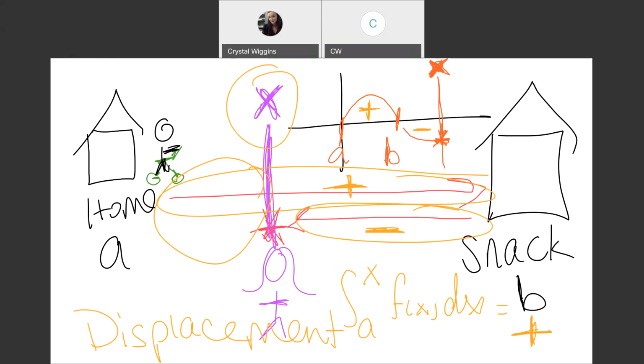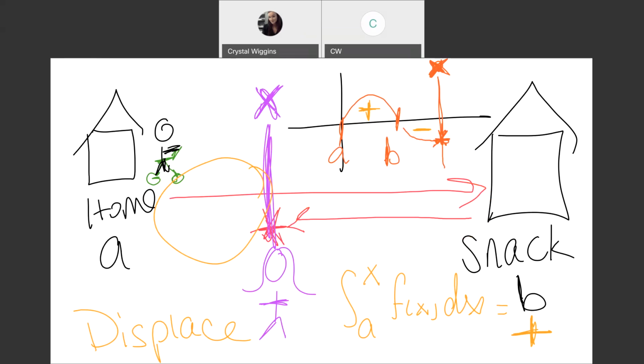Now, let's say that we did not care about displacement, that we wanted to actually calculate total distance.